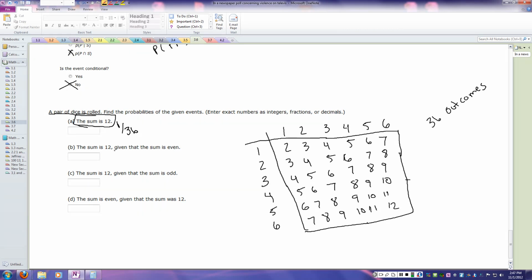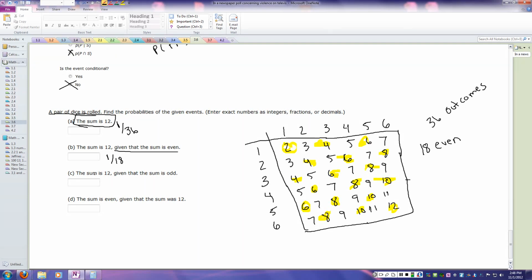What's the probability the sum is 12 given that the sum is even? So let's find all the even numbers. So I have 1, 2, 3, 4, 5, 6, 7, 8, 9, 10, 11, 12, 13, 14, 15, 16, 17, 18. So 18 even numbers. So what's the probability that it's 12 given that it's even? That's 1 out of 18. There's one 12 out of 18 even numbers.